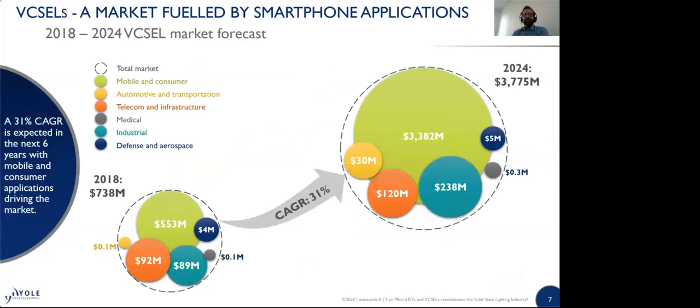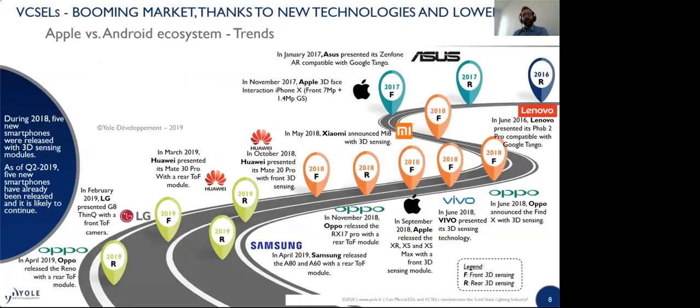So in this context, mobile and consumer VCSEL applications generated a revenue of a little bit more than $500 million in 2018, and we expect this to grow to more than $3 billion by 2024. Other applications are also expected to implement VCSELs in the mid to long term in different market segments, mobile and consumer for sure, but also automotive and transportation and industrial ones. But let's get back to the current hot application and try to understand how this market will further boom.